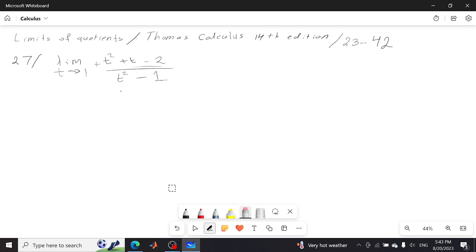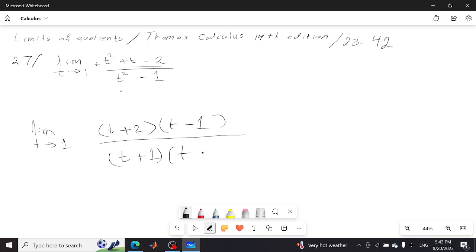So we can rewrite the limit as t approaches 1, and we get t plus 2 multiplied by t minus 1, divided by t plus 1 multiplied by t minus 1, and the t minus 1 both cancel out, which leaves us with the limit as t approaches 1 of (t plus 2) divided by (t plus 1).